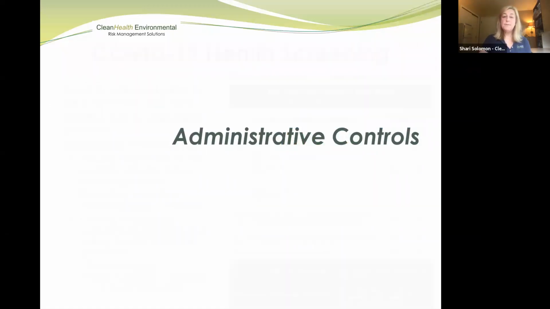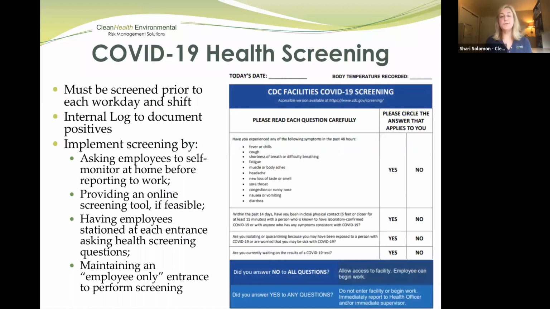All right, on time here, moving on to administrative controls. So also part of a comprehensive emergency temporary standard COVID-19 plan are the administrative controls. So one would of course be health screening. Employees must be screened prior to the work shift. Internal log to document positives, that's another really important component of this plan, is that you must now have a log where you're documenting any positive cases and how you are determining that.